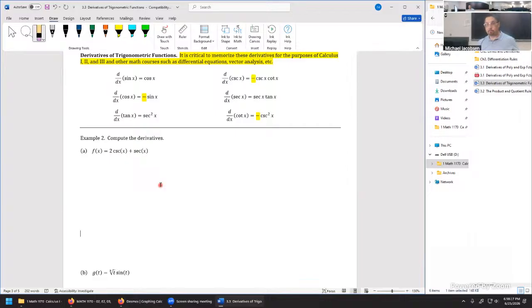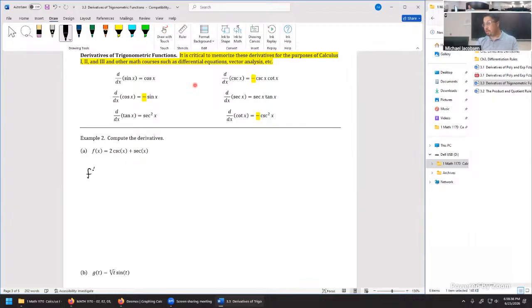Example 2 says, compute the derivatives. f of x is 2 cosecant x plus secant x. But really, it's not too bad. We're just using the information right here. You don't have to derive any of these. These are now formulas we can take for granted.